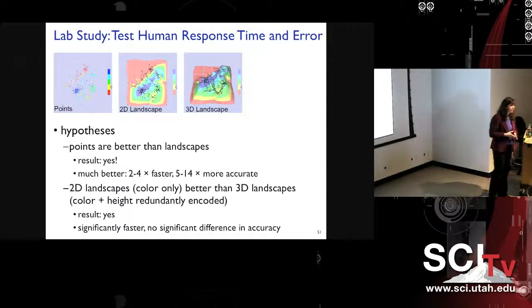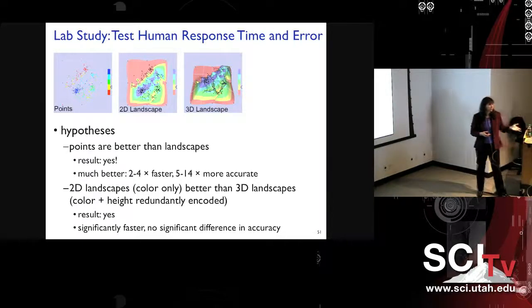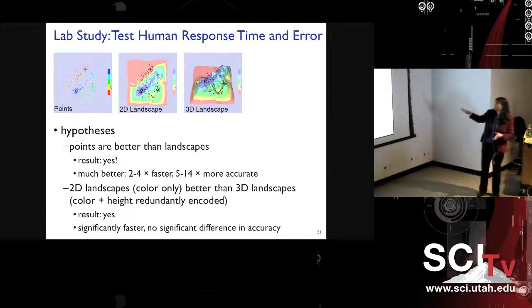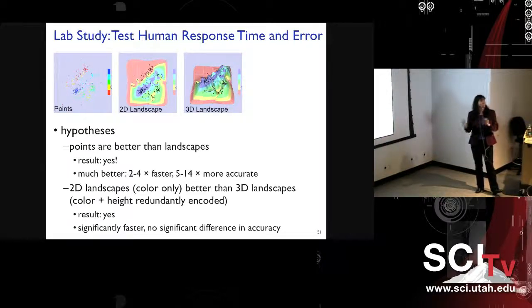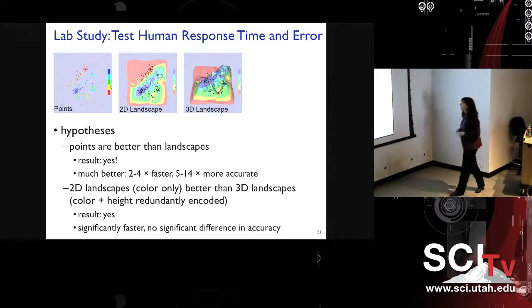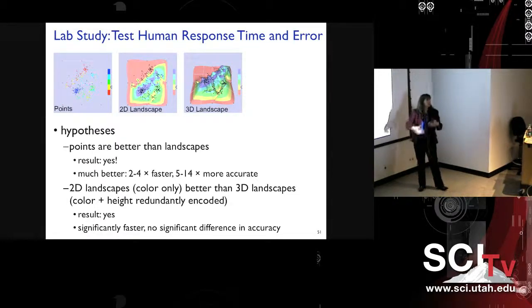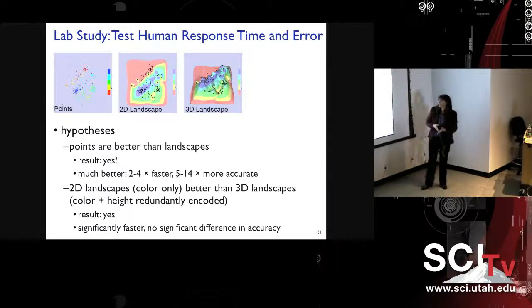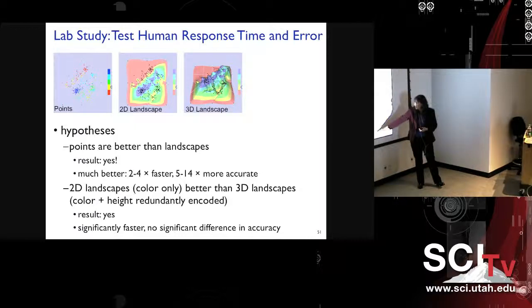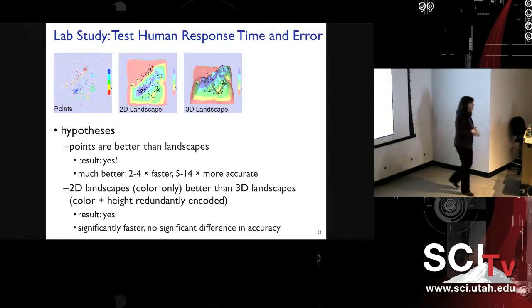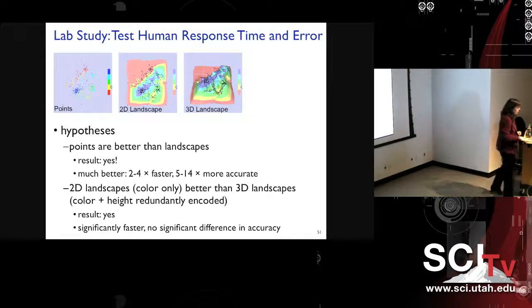And the result was yes, you should just use points. People are 2 to 4 times faster and an order of magnitude more accurate if you just actually show them the points. This is a specific case of dimensionally reduced data. And then if you do feel the uncontrollable need to use landscapes, 2D is better than 3D in this case. So it's an interesting case where redundantly coding with both color and height is worse than just coding with color alone. It doesn't give you an accuracy difference, but it does give you a significant speed benefit to not use the height and just use 2D.